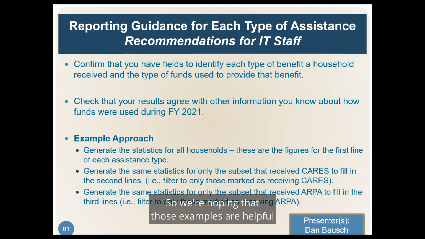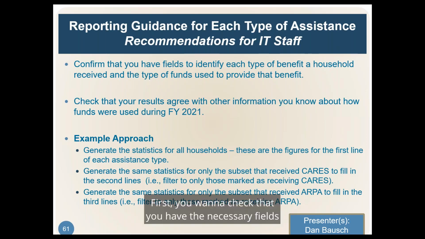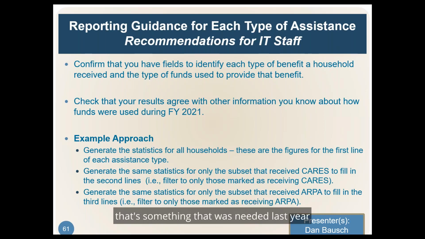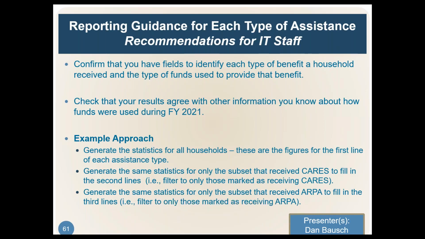So we're hoping that those examples are helpful, and we also have some recommendations for IT staff or people who are working with the data on the report. First, you want to check that you have the necessary fields to identify what type of benefit a household received and the type of funds used to provide that benefit. That's something that was needed last year for the FY20 report to report on the subset that received CARES.